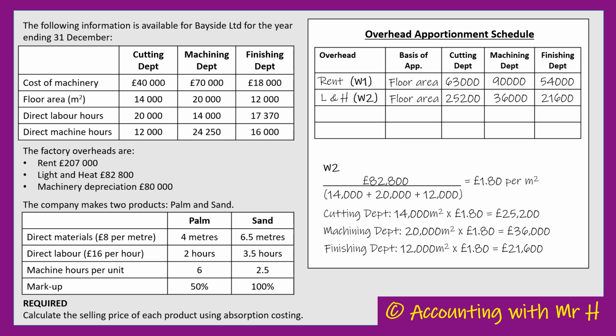They're using absorption costing. So an overhead apportionment schedule is used to share out the overheads or the indirect costs between each of the departments, and then we'll see in a little while how we can then build these into the cost of each unit. The last one then is the machinery depreciation. So let's get on to this one.